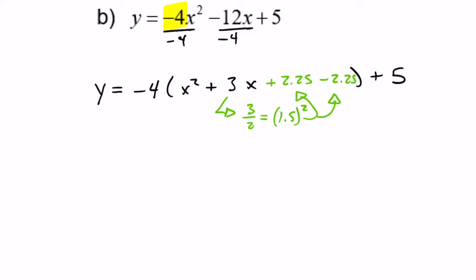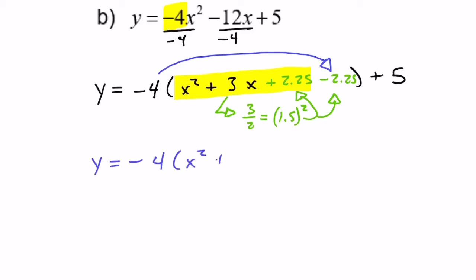Then this is my perfect square trinomial, and it's always the negative that needs to get multiplied out. So I'm going to multiply negative 4 times the negative 2.25, and I get y equals negative 4 x squared plus 3x plus 2.25. Negative 4 times 2.25 is going to be plus 9 plus 5.